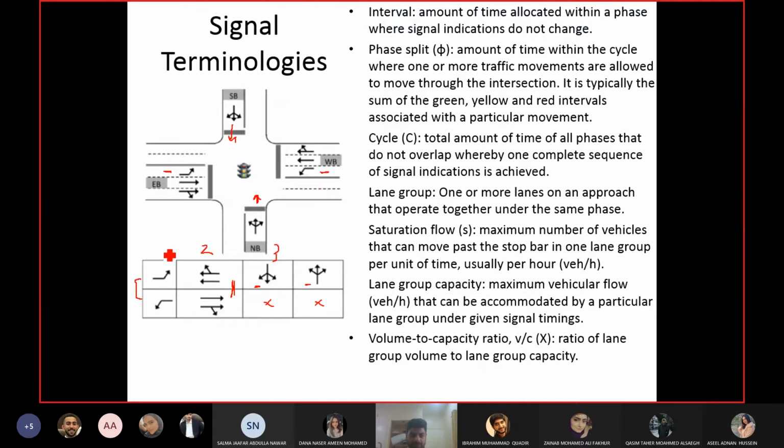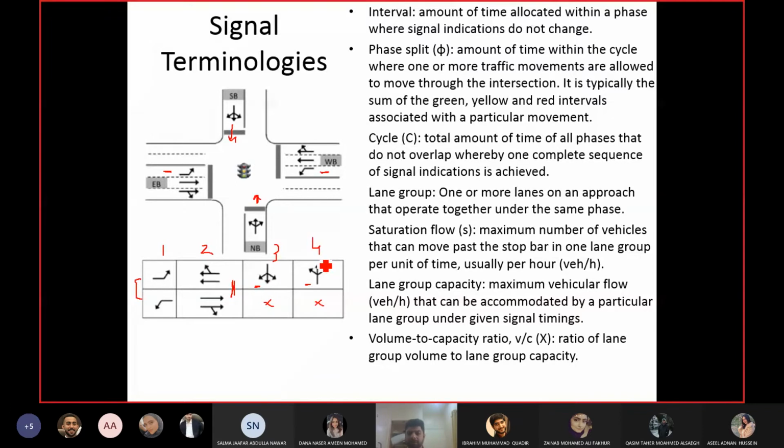In phase number 1, we have two lane groups from the same phase, and each lane group has only one lane. Then in phase number 2, you see two lane groups. They are in different approaches, and each lane group has two lanes. And phase number 3, one lane group, and that one lane group has only one lane. And phase number 4, the same thing: one lane group that has only one lane as well.